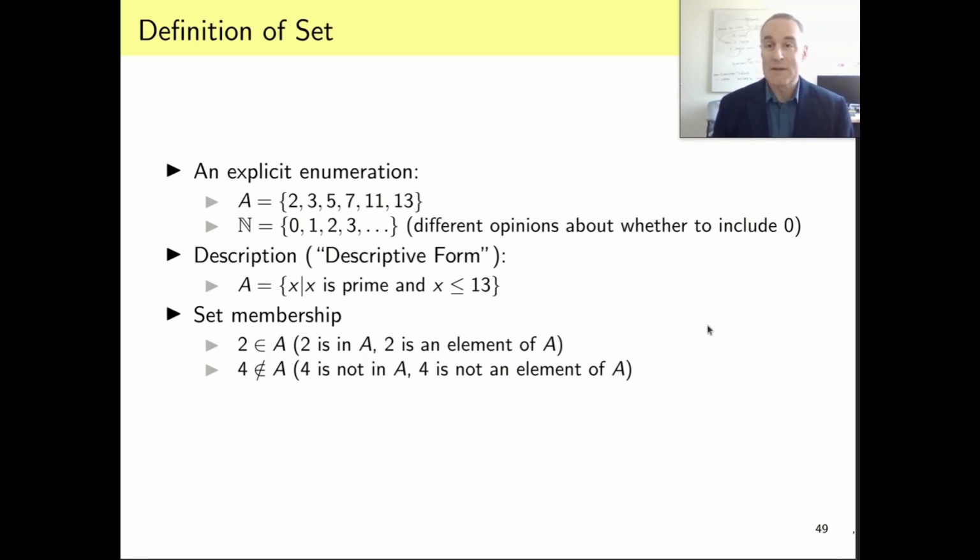We can also give individual members. Maybe we're building up a set over time, over the course of a discussion, and we can say 2 is an element of set A, 2 is in A, 2 is a member of A. These are all synonyms. We can also say something is not in A. Usually the notation there is to have this funny E-looking symbol and just draw a line through it.